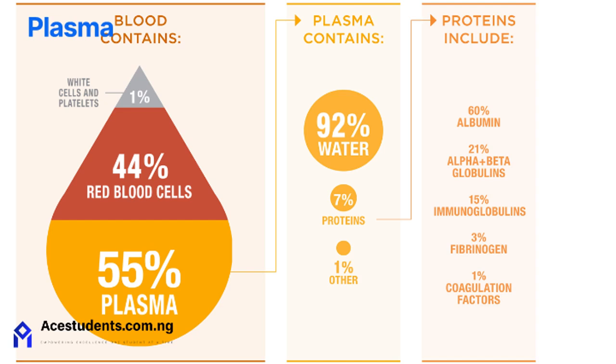Plasma carries nutrients like glucose, amino acids, fatty acids, and vitamins. It also transports waste products such as urea, uric acid, and creatinine. Plasma also transports hormones such as insulin, glucagon, and thyroxine. It contains electrolytes including sodium, potassium, calcium, and bicarbonates.